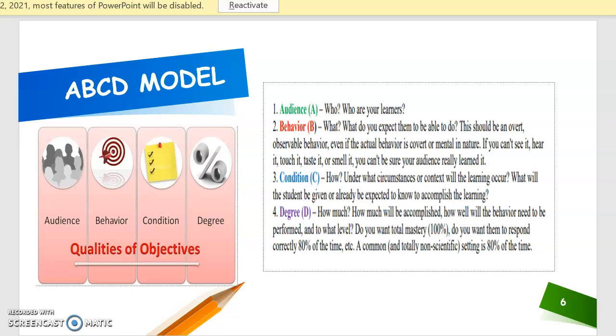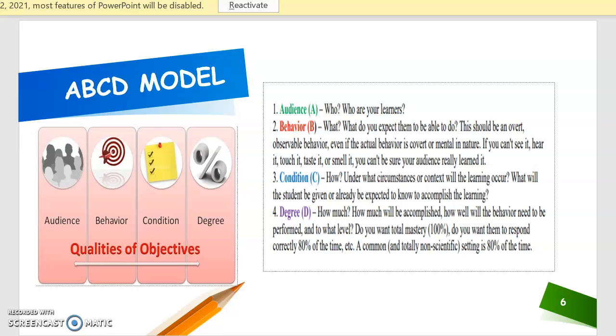We move from audience to behavior. The behavior of the student is simply asking, what is the teacher wanting the student to do? How is the lesson plan designed? And it should be an overt, observable behavior. Next is C, which is condition. Under what circumstances will the learning occur? What will the student be given or already be expected to know to accomplish the learning?